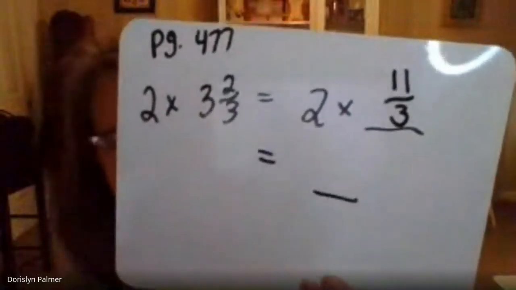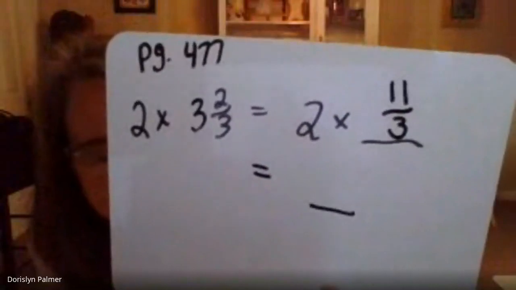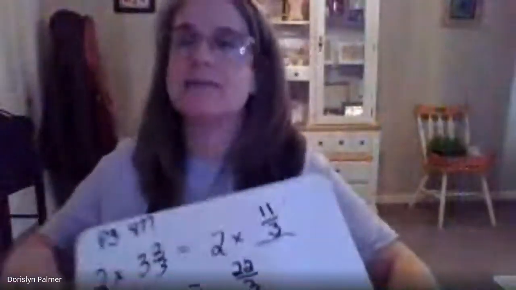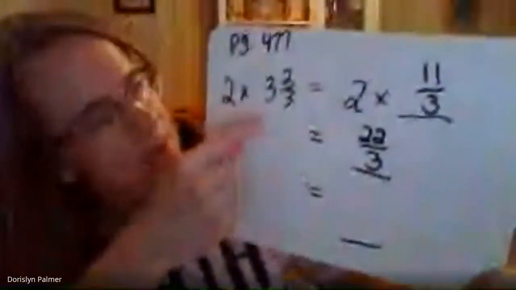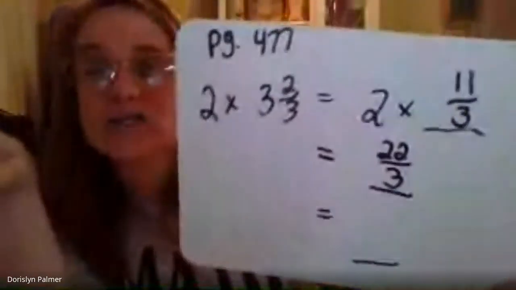Taryn, can you do that? That's what we were working on today. So what would go on that next line? 22/3. Yes, good work. 22/3. All right, finally, they want us to turn it back into a mixed number. When you're working with multiplying by a mixed number, you have to take the mixed number, turn it into an improper fraction. You have to turn it back into a mixed number.